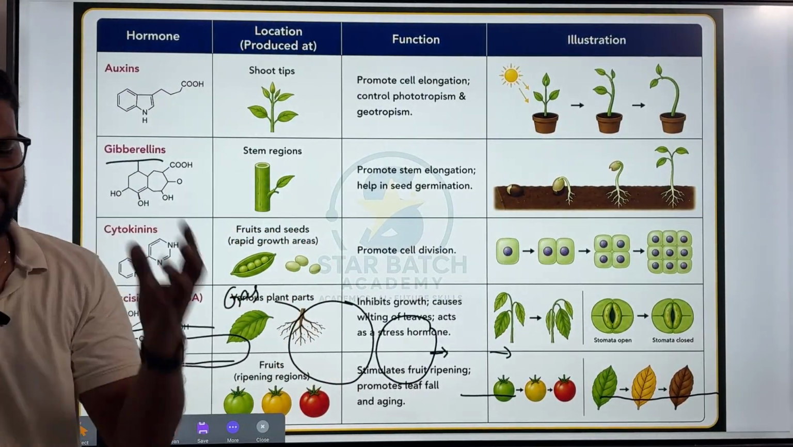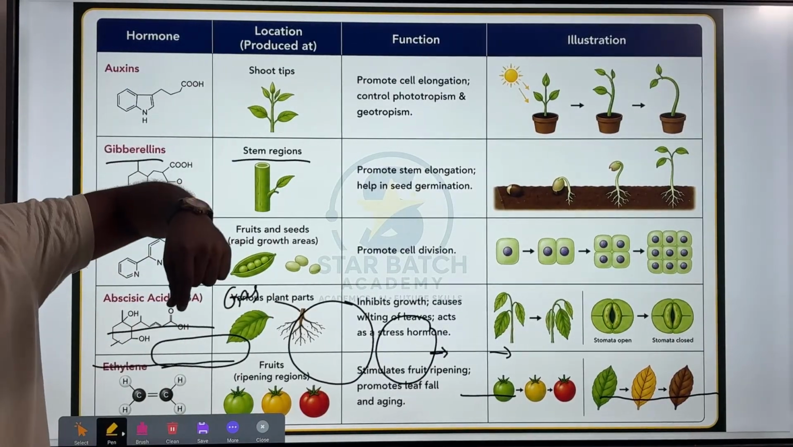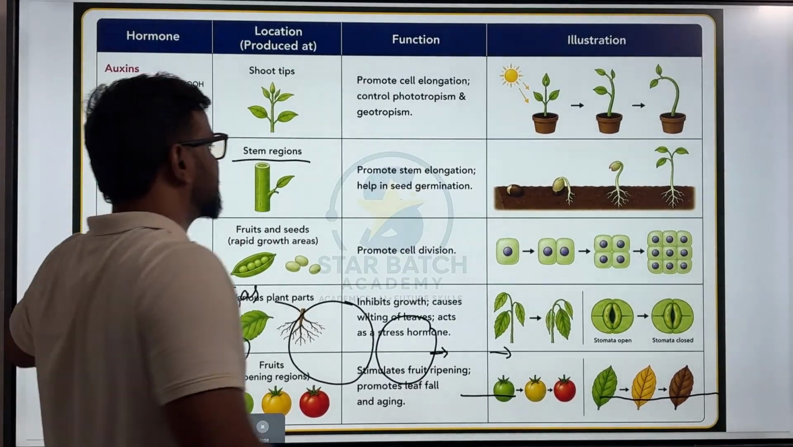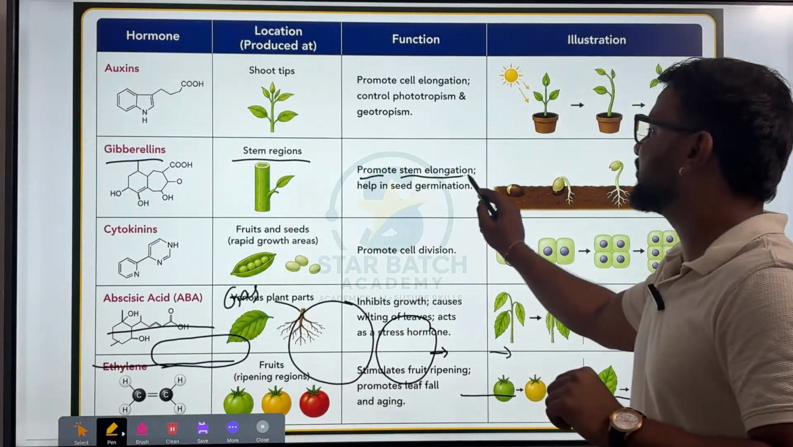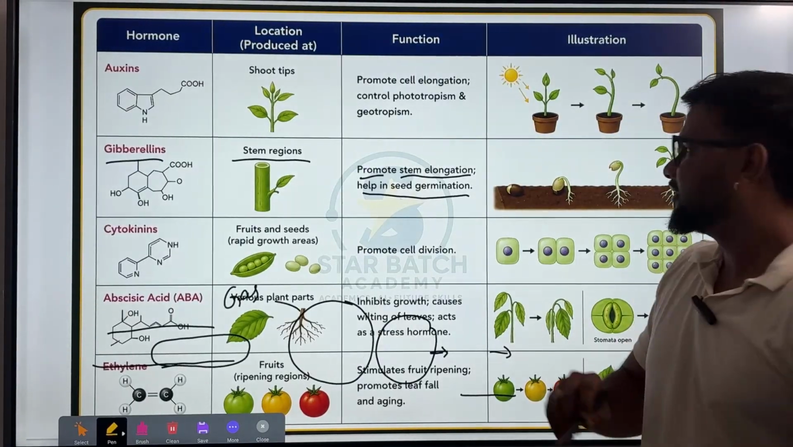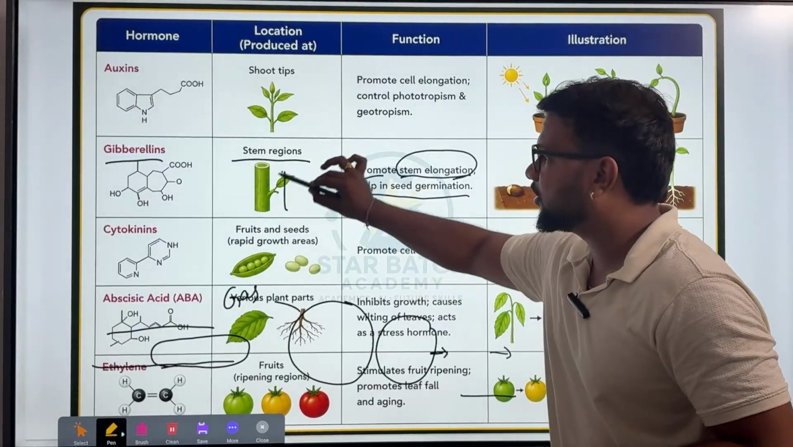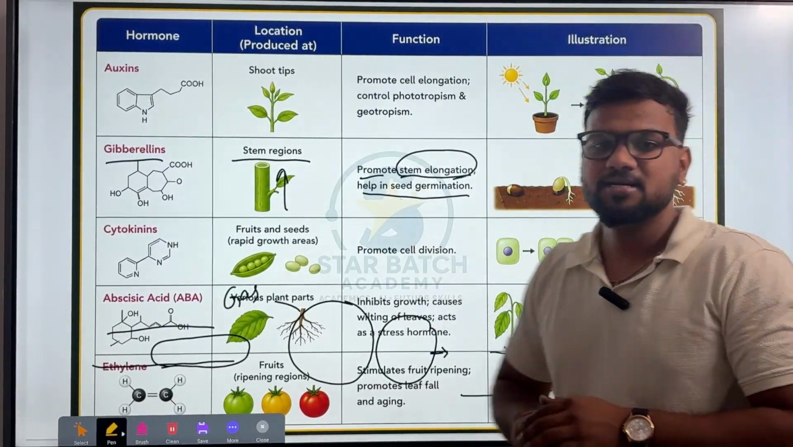Gibberellins, which we have seen already. What are the gibberellins? They are found at the stem region. They promote stem elongation and help in seed germination.